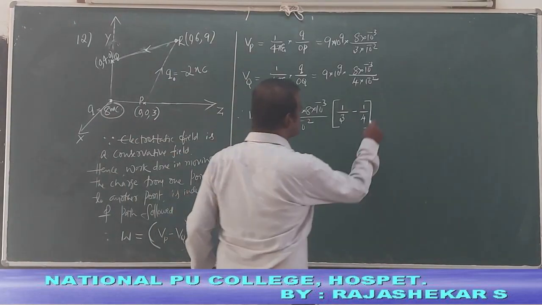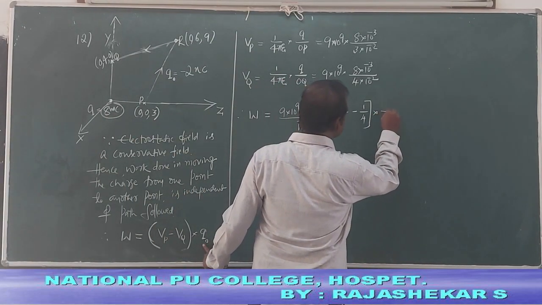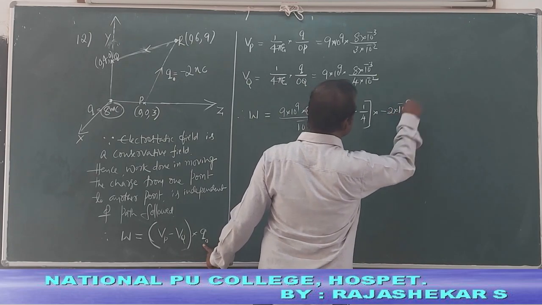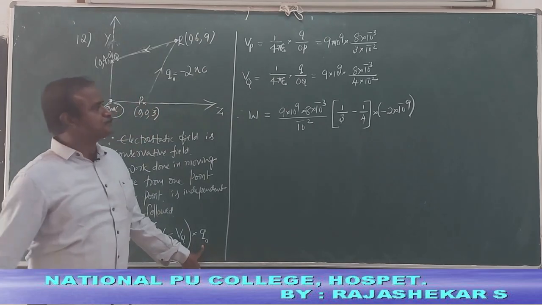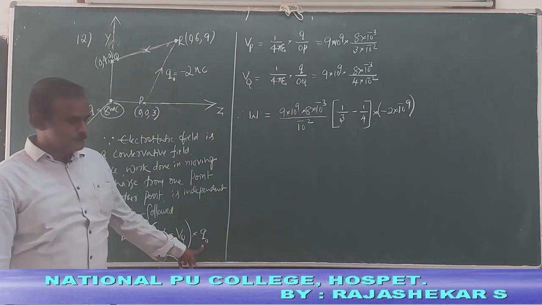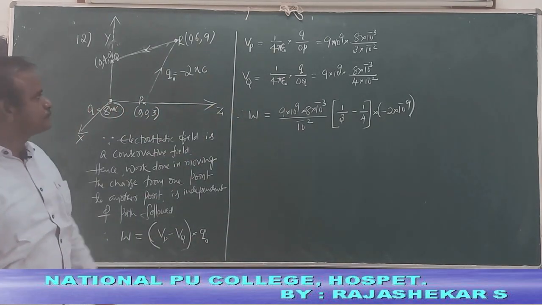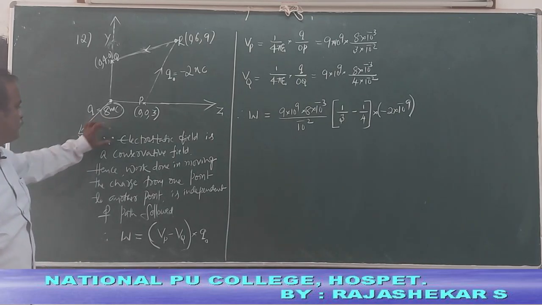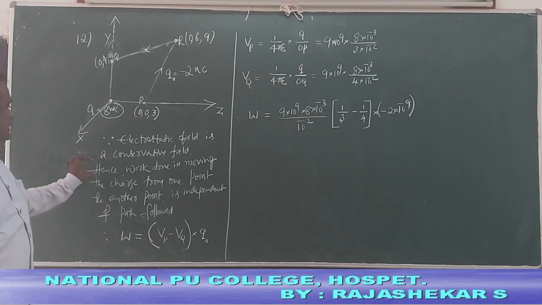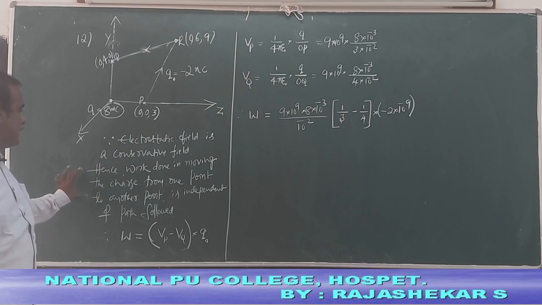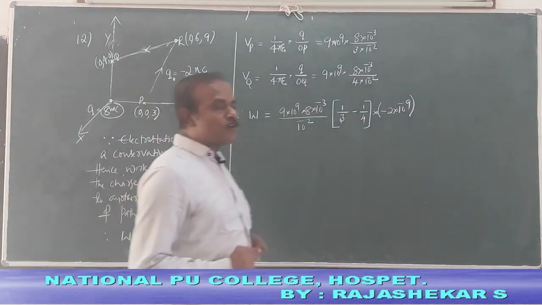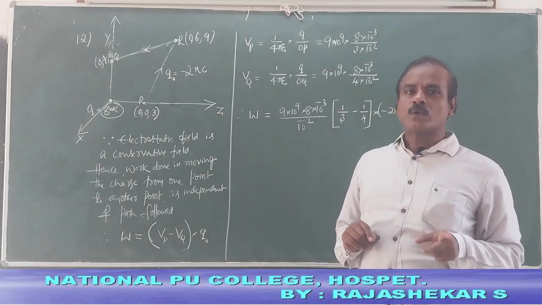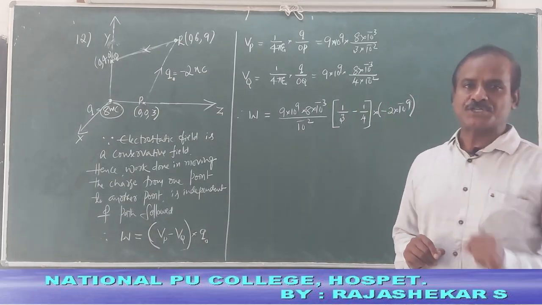Into Q naught. What is Q naught? It is minus 2 into 10 to the power minus 9. Look at this. Observe the steps carefully, students. So, electrostatic field is a conservative field. Work done in moving the charge from one point to another point is independent of path followed. It depends only on initial and final position.